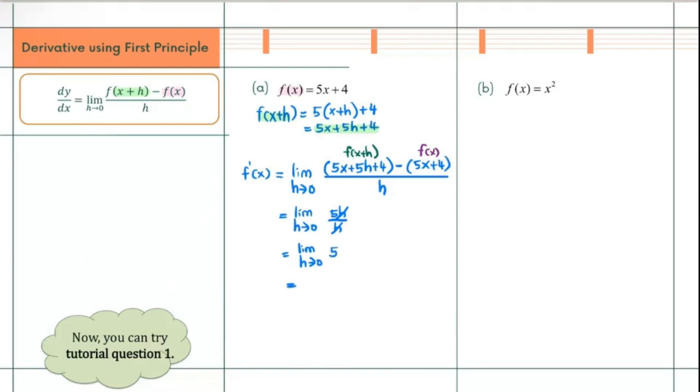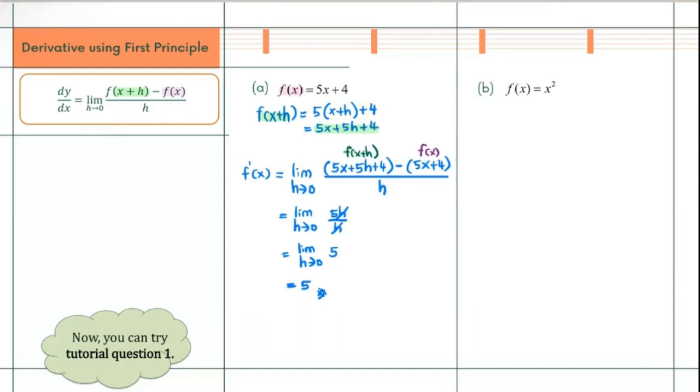Okay, so sekarang ingat lagi, kalau limit of a constant, kita akan dapat jawapan apa? Constant sahaja. So this will be your answer. Okay. Kalau nak tahu betul atau tidak, cubalah differentiate secara manual. Kalau kita differentiate macam mana? Differentiate 5x tambah 4. Dapatlah 5 sahaja. So betul lah jawapan kita dapat 5. Okay, so ini yang pertama. Saya tunjukkan untuk contoh yang kedua.